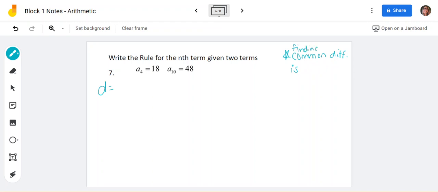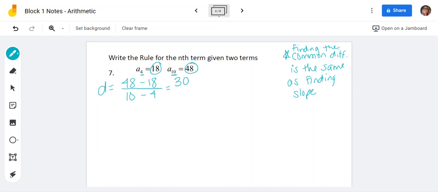Finding the common difference is the same as... So the common difference, you're going to take our 2 terms, we are going to subtract them, and then we want to know how far apart they were in the sequence, so 10 minus 4. Okay, so that means our terms went up by 30 over the course of 6 terms, so our common difference is 5. Now there's 2 ways you can find the first term.